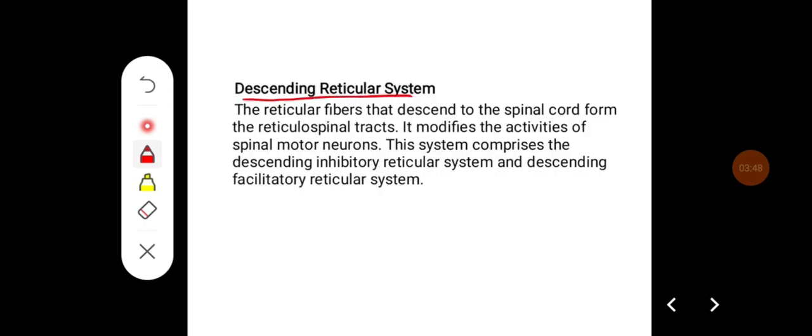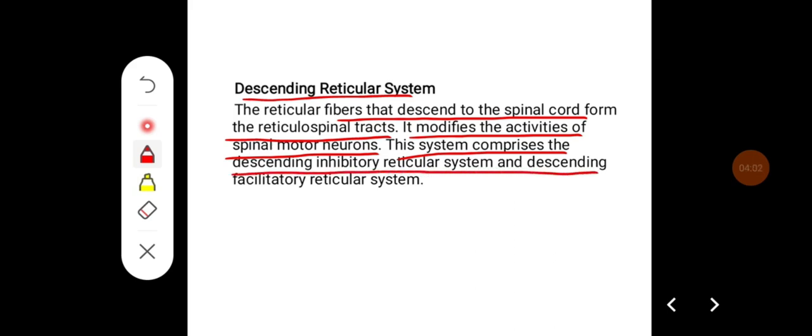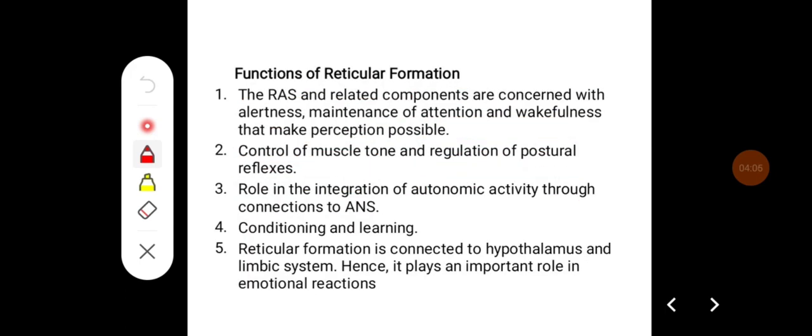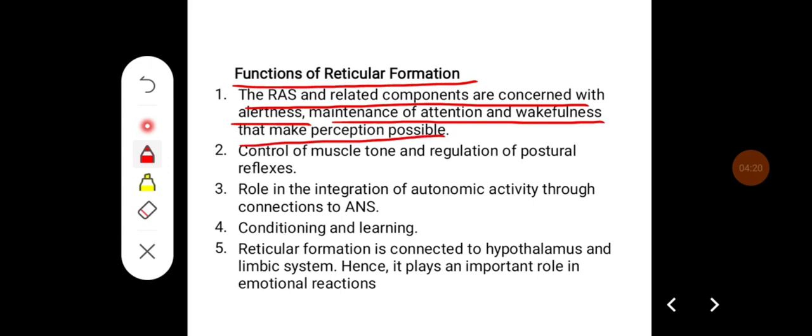Descending reticular system. The reticular fibers that descend to the spinal cord form the reticulospinal tracts. It modifies the activity of spinal motor neurons, and this system comprises the descending inhibitory reticular system and the descending facilitatory reticular system. Some of the important functions of the reticular formation to enumerate are: first, the reticular activating system and related components are concerned with alertness, maintenance of attention, and wakefulness that makes perception possible.